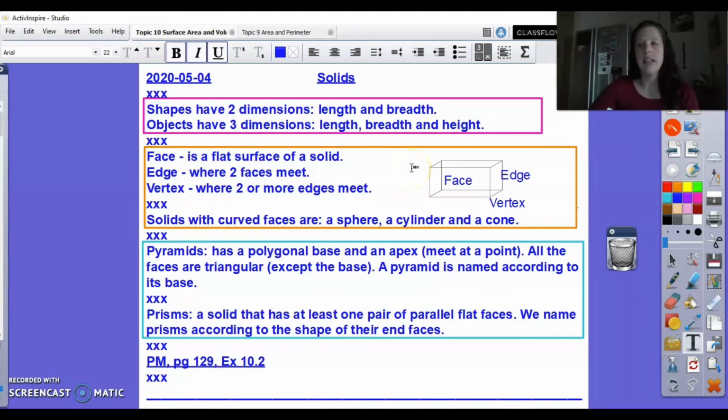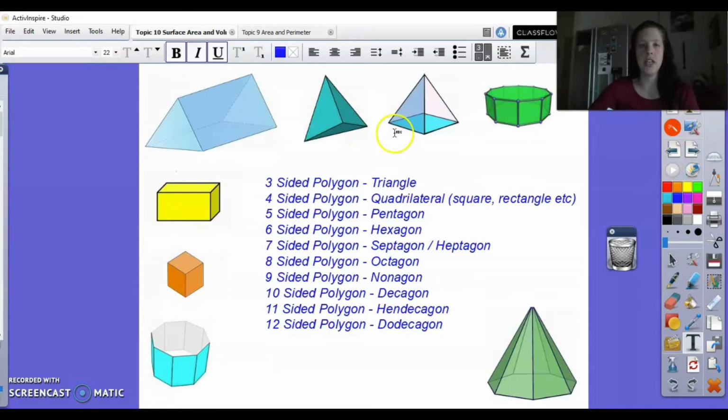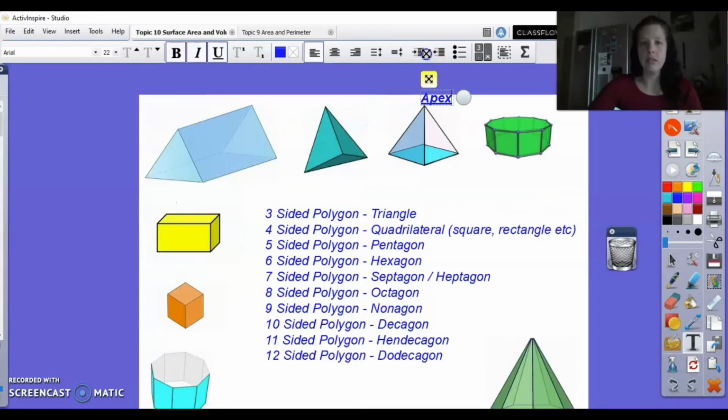All right. Then I want to talk about pyramids and prisms. Okay? Pyramids have a polygonal base and an apex, meaning it meets at a point. All the faces are triangular except for the base. A pyramid is named according to its base. So I'm going to show you a picture here quickly. I've got this pyramid over here. At the top is my apex. That is where all my faces and edges meet at the top.